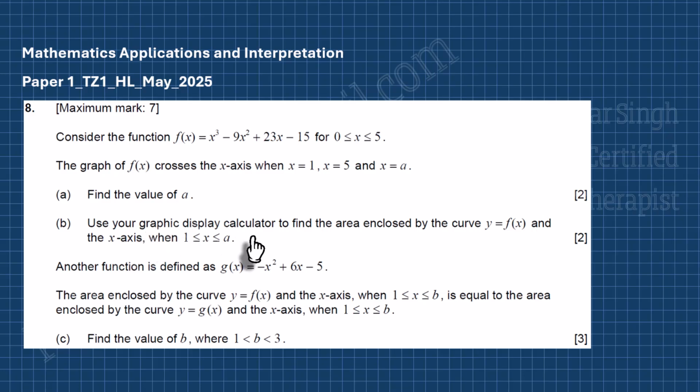We can also find the area from 0 to whatever this value is using the calculator again. And we can then use the calculator to equate these two areas. He says that the area under the curve of f of x from 1 to b is equal to the area under the curve for g of x from 1 to b. I need to find a value for b. All of these can be done using the calculator.